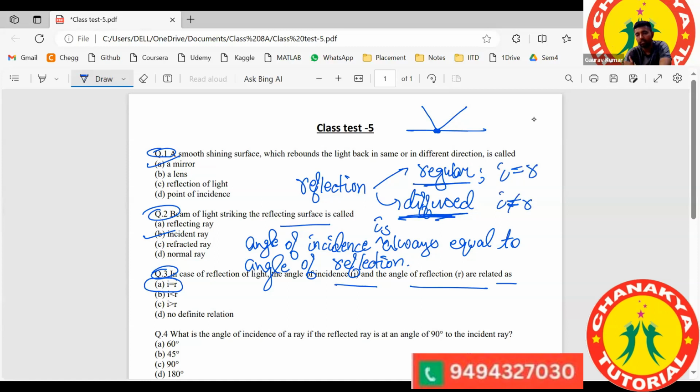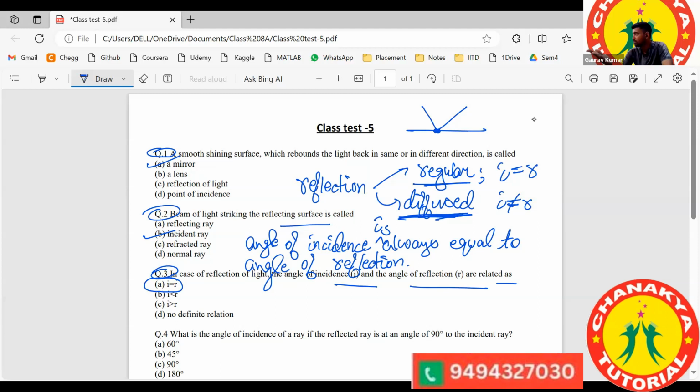Okay, in diffuse reflection, like I explained in last class, if we move to the microscopic level, that means if we zoom into a part of a surface and make it big, we see that the light always follows I equal to R. But as a whole, if we see that surface, it looks like the angle of incidence is not equal to angle of reflection.